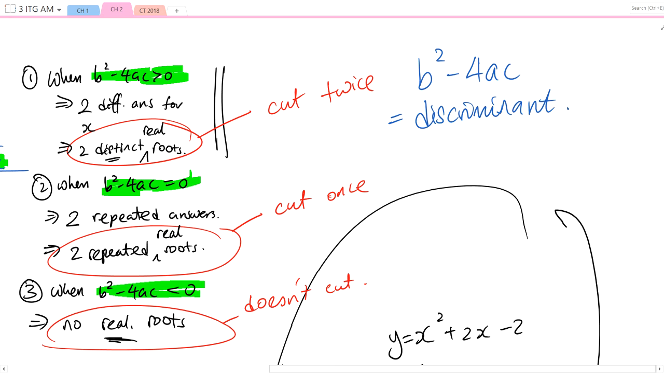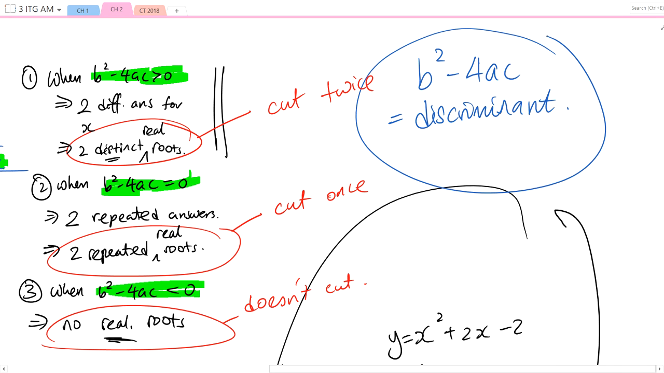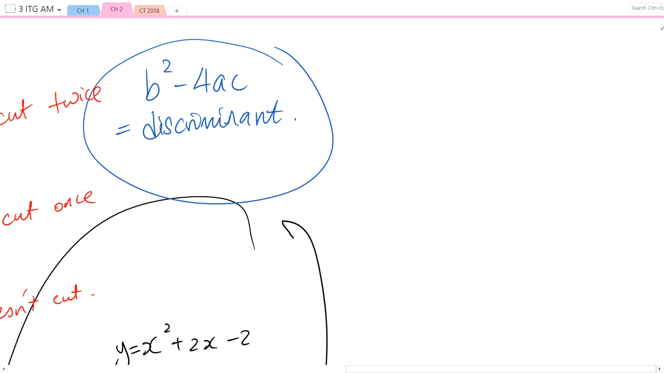Okay? Now, when you are doing your homework, when you are doing your tests and exams, you definitely will need to use this. Okay? Now listen carefully. If you write b squared minus 4ac, you literally write this. Maybe 3 squared minus 4 times 1 times 2. Then you give me a value.